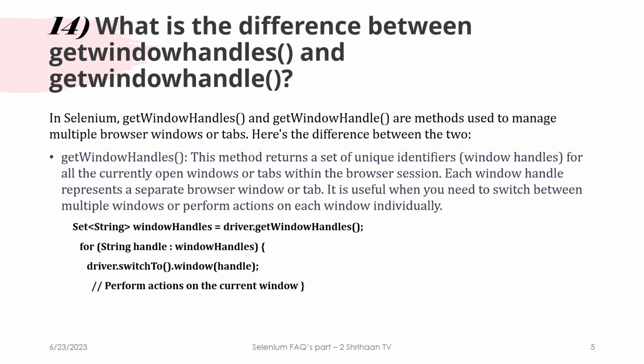This method returns a set of unique identifiers for all the currently open windows or tabs within the browser session. So whatever windows are opened, it will return that set of identifiers. Each window handle represents a separate browser window. It is useful when you need to switch between multiple windows or perform actions. If there are multiple windows open, let's say four windows, then we need to access a particular window. Like I want to traverse from the first window to the second window to the third window. So how do we do that? Using the below code.